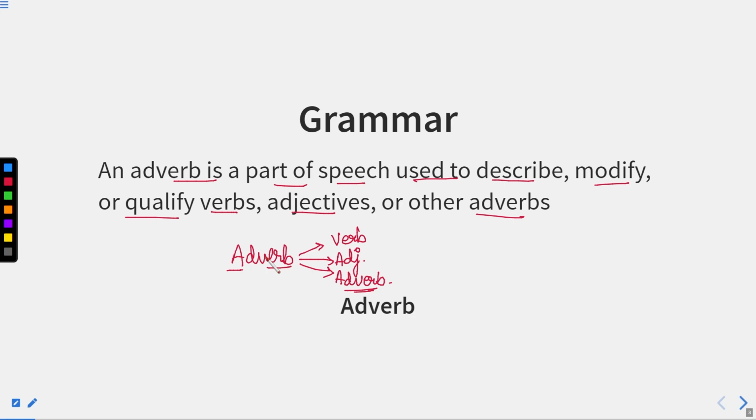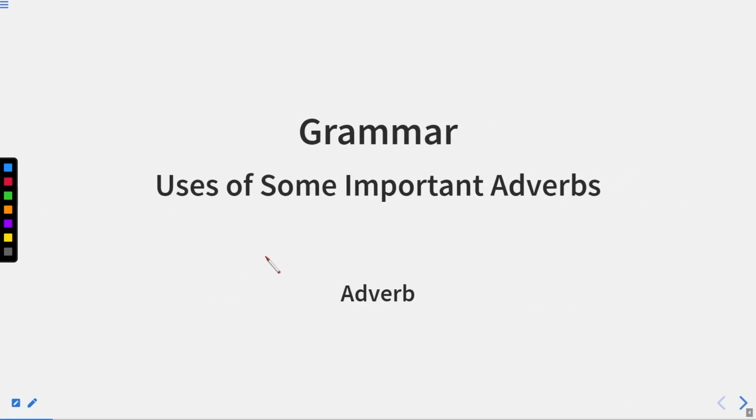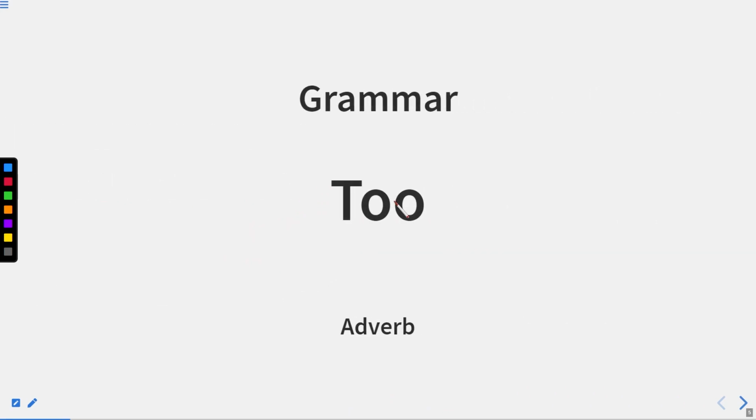Now, what are the examples? Well, we have already discussed much about this. Now, in this session, we are going to discuss something more about adverbs and some important adverbs. So, first, we are going to discuss uses of some important adverbs. Now, what are these adverbs? So, first of all, we are going to discuss too.